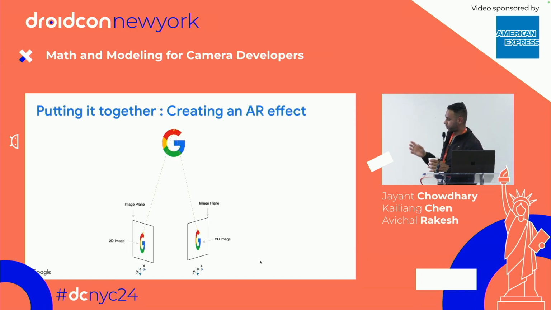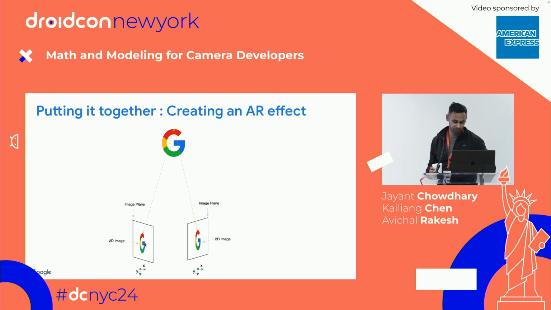So let's put it together to create a simple AR effect. Let's assume that I want to place a small Android figurine somewhere near this Google sign that I have in space. So how would I go about doing that? I'd first want to know where to put the Android figurine in space. So for that, I want to know where exactly the Google sign is in space, right? And how do we do that? We do that similar to what I mentioned in the previous slide by using stereo vision.